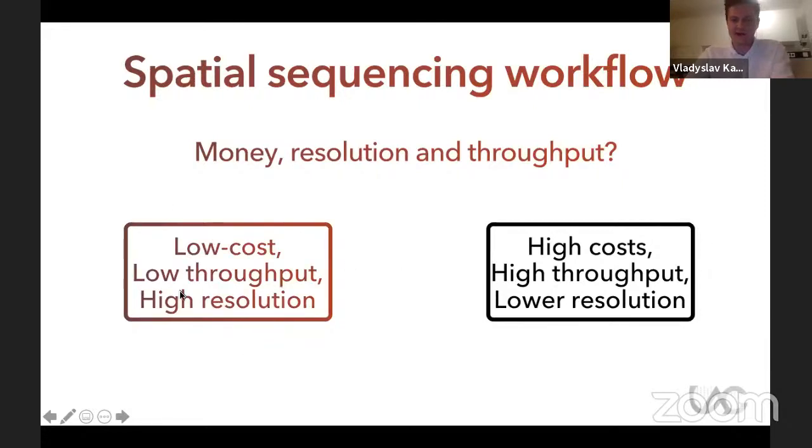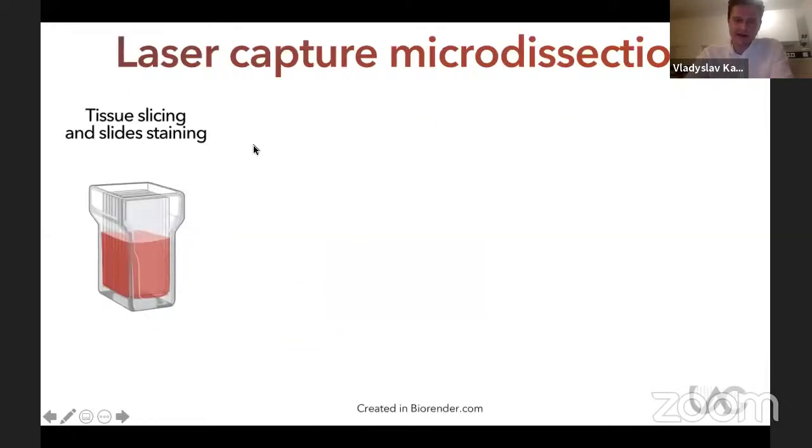Let's start with the case that you have a little bit less money. You will gain a little bit less throughput, but you would have really high resolution. What are the techniques that can be offered in that case? In that case, you can use the technique that is called laser capture microdissection. That is a technique that allows you practically to cut out the cells out of your sliced tissue and then proceed with the processing of these cut cells. So how does it work?